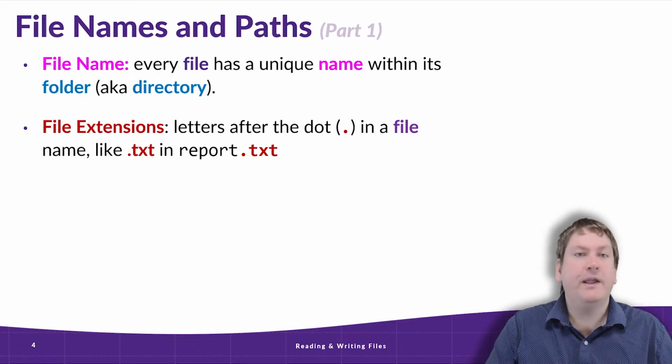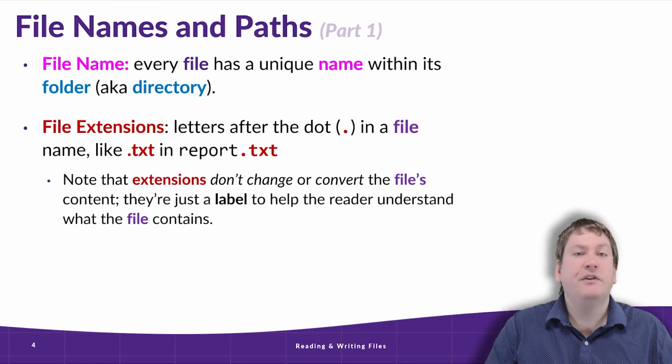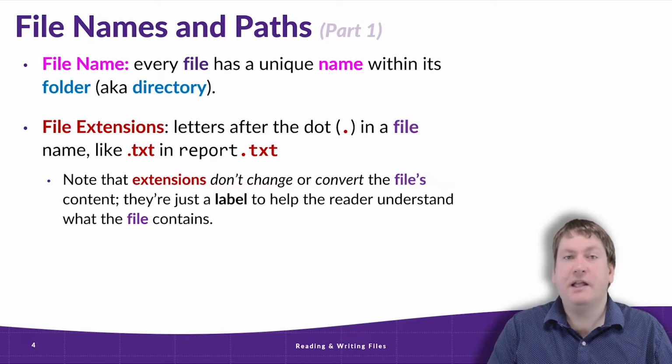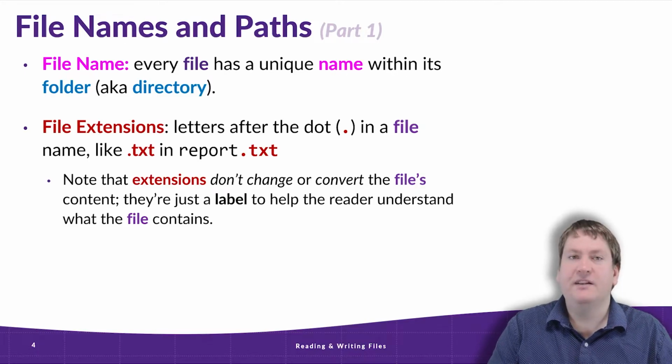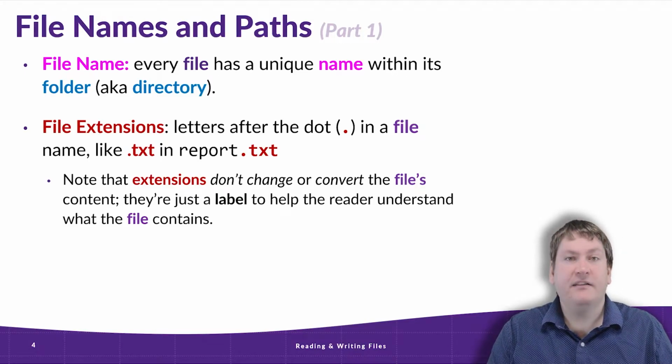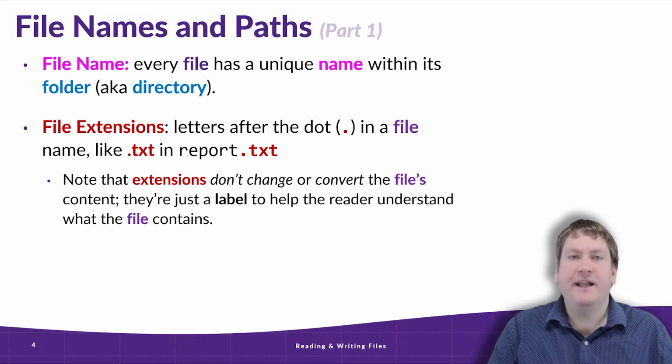This isn't required. We can have files that don't have a file extension, but it does give us a useful little label to give us a hint at what's in the file. For example, report.txt gives us a hint, even without looking in the file, that this is probably a text file that contains plain text that a human reader could read. But it is important to note that the file extension doesn't do anything special. It's just part of the file name, and we use that to give us a guess or a hint at what it contains. Changing the file extension doesn't change what type of file it is.